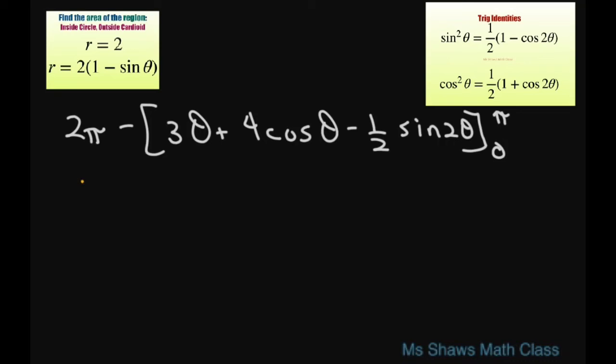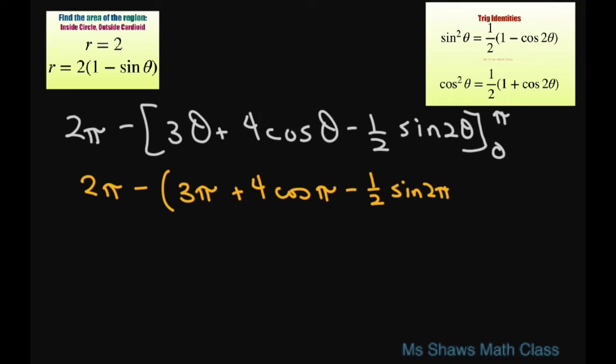All right, so we get 2 pi minus, and we're going to have 3 pi plus 4 cosine of pi minus 1/2 sine of 2 pi, minus 0 plus 4 cosine of 0 minus 1/2 sine of 0. Sine of 0 is just 0. So basically, these are going to be zeros there, and this is a 0. So let's see what we have.